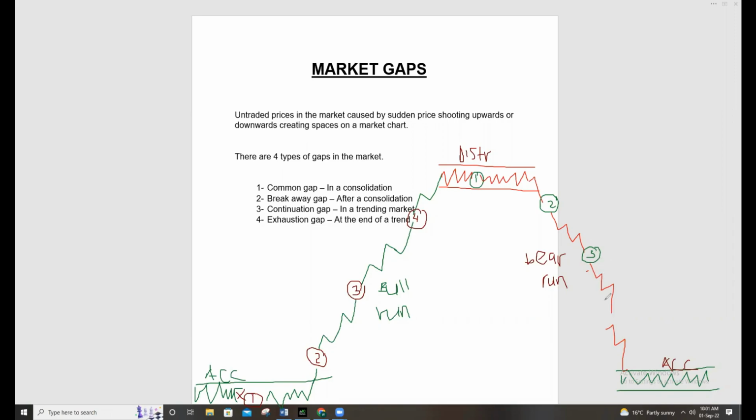Now, gap number four is called the exhaustion gap. What's the purpose, or how does a trader use the exhaustion gap? Now, the exhaustion gap is a warning.